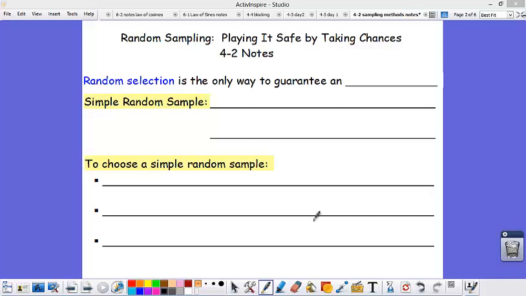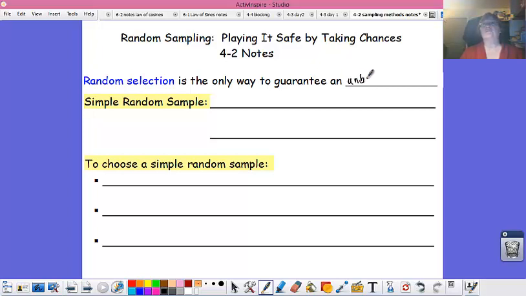Hi, and today we're going to talk a little bit about random sampling and why it's necessary. So we start out by saying that random selection is really the only way that a statistician has to guarantee that you get an unbiased sample. We want there to be no slant in what we're talking about. We want to make sure that we get the best unbiased representative. That's just saying, your sample is supposed to look like the population. It's supposed to give you a snapshot of the population, and randomness is the way to guarantee that that happens.